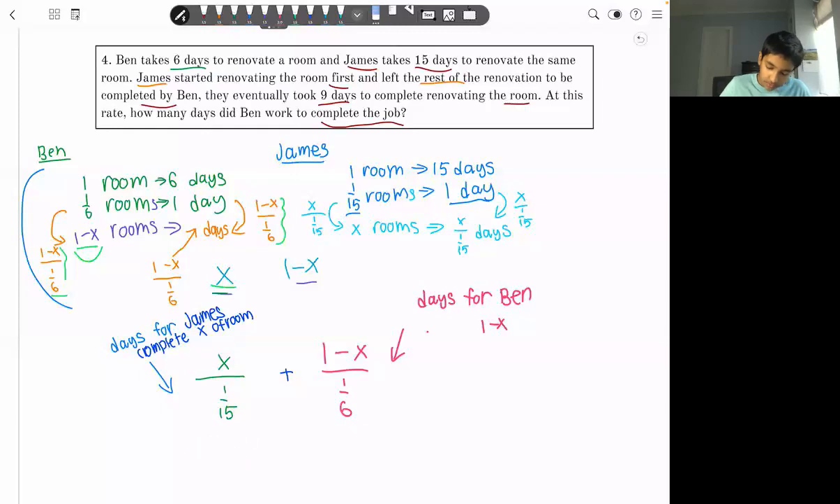And what is this? Does anybody know what this is equal to? This is the days for Ben to complete his part of the room, which is 1 minus X. So what do they have total? Well, this is just going to be days total to complete. And do we know what this is? Well, we're given in the problem that they eventually took 9 days. So both of them combined, they took 9 days. So this is just 9.